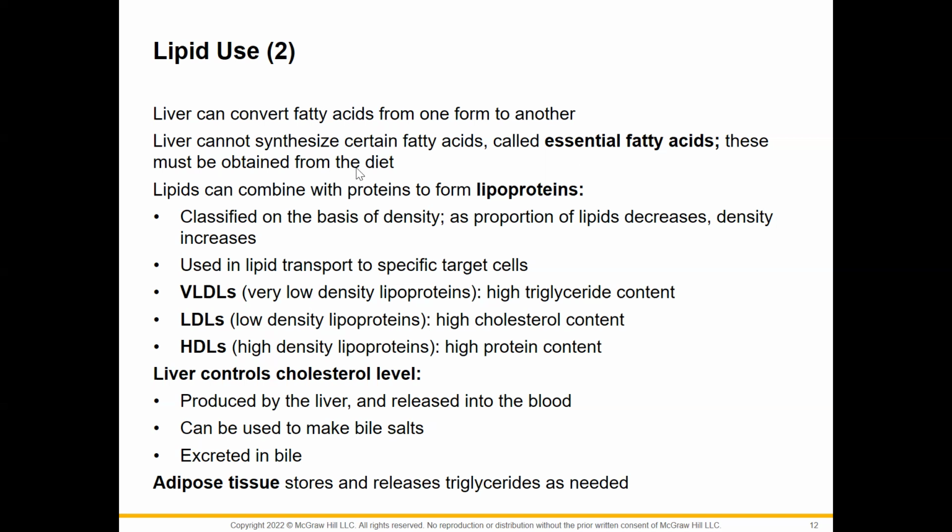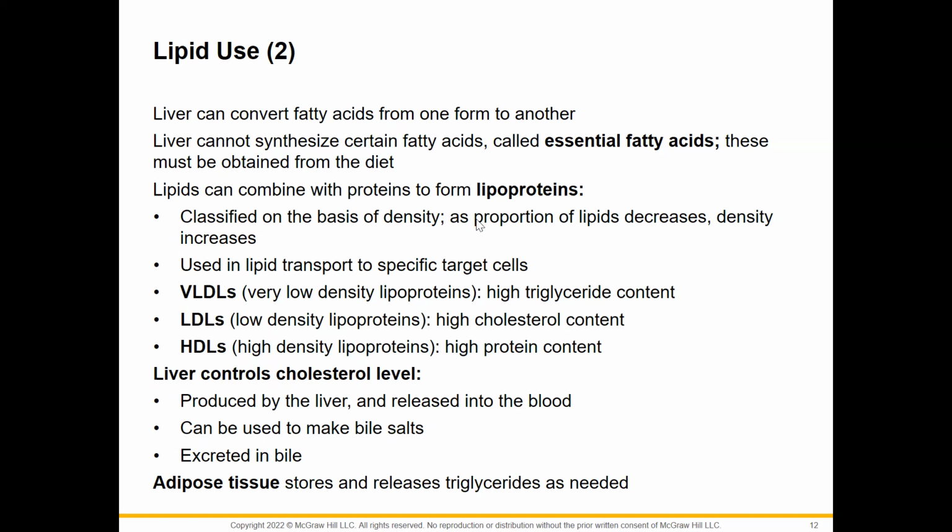Now, there are these substances called lipoproteins, and as the name suggests, these are lipids that are attached to proteins. When we talk about lipoproteins, many of them will have a lot to do with our overall health and certain diseases, because these proteins are attached to lipids.